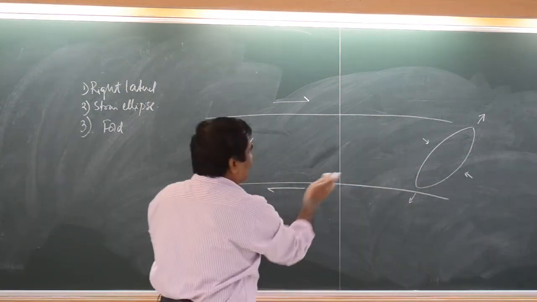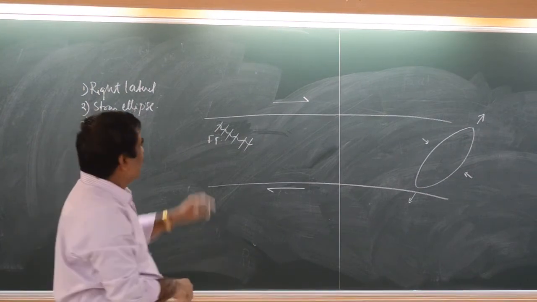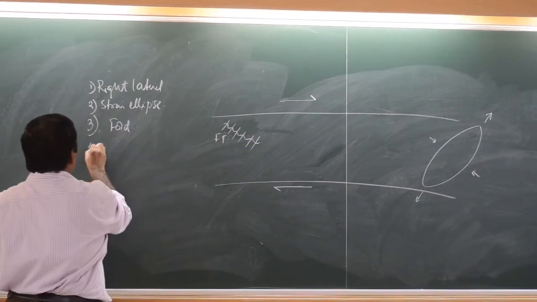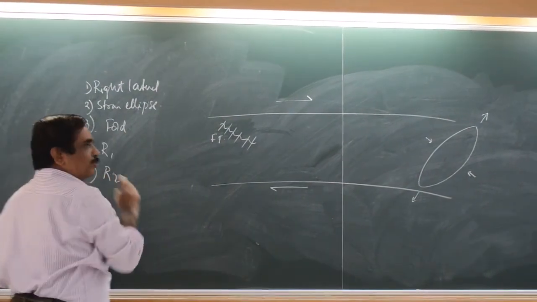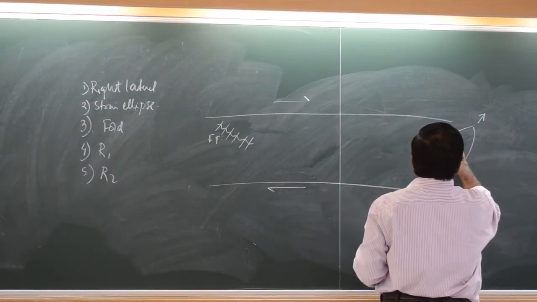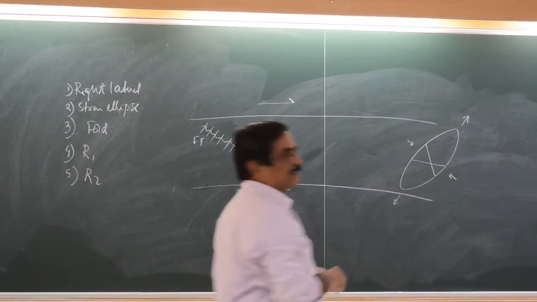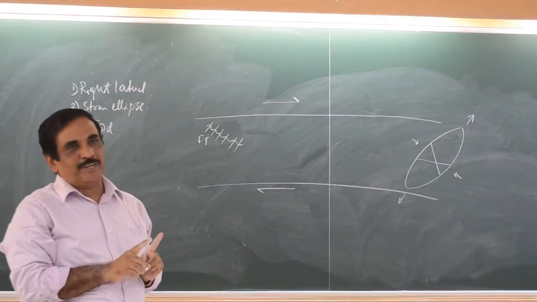Folds. Now next, you draw. R1 will be the same sense as this. So you form two fractures here also, like this. This is how the fractures will develop.